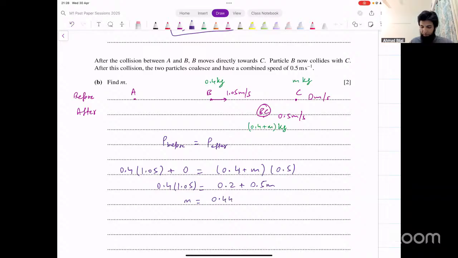That's this part. Okay, now the first two parts were fairly straightforward. We start to apply conservation of momentum on each of them separately, and we get the result from that. Let's move on.